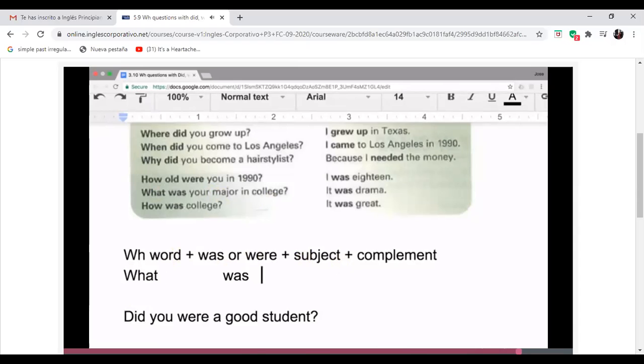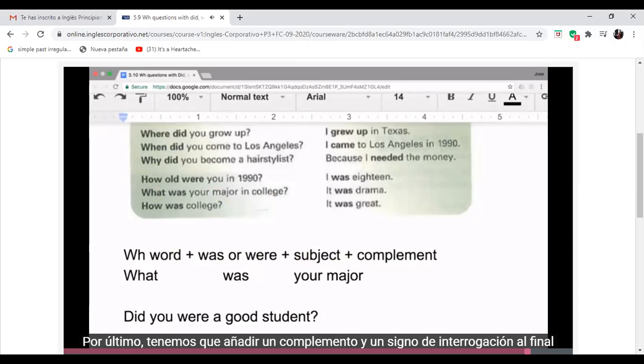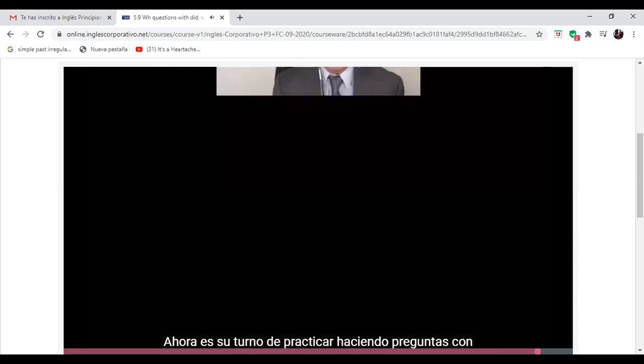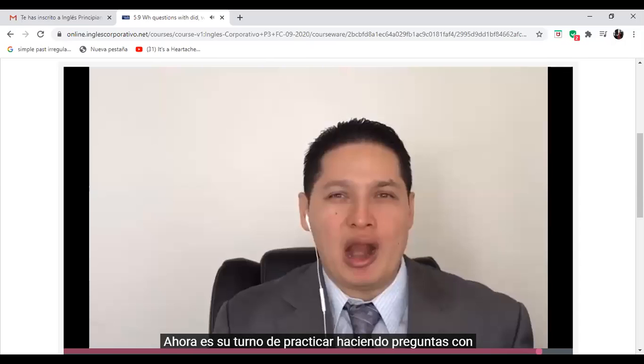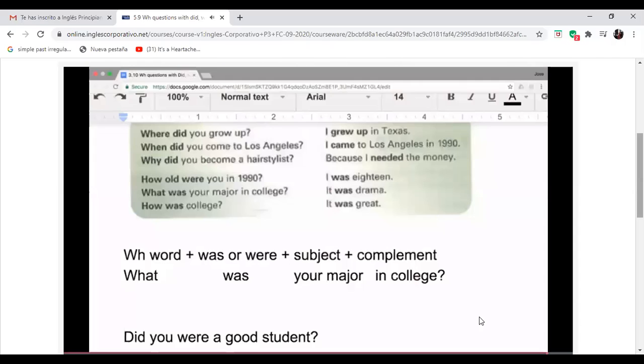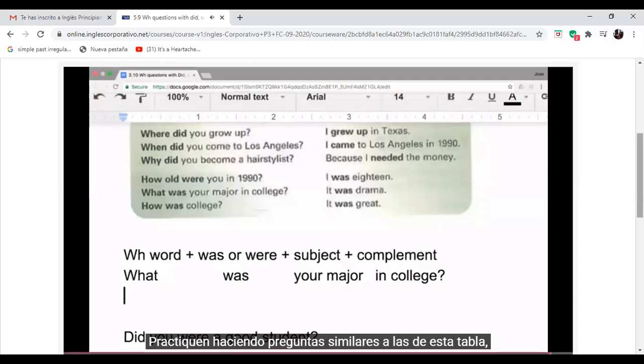After that, we include the subject, your major. Finally, we need to add a complement and a question mark at the end: In college. Now it's your turn to practice making WH questions with did, was, and were. Practice making similar questions such as the ones on this chart, but now focus on asking them about yourself or your family. After you finish this activity, share your work in our discussion forums.